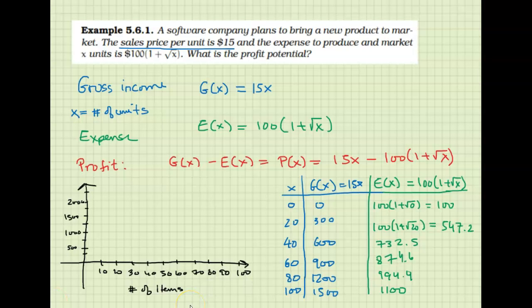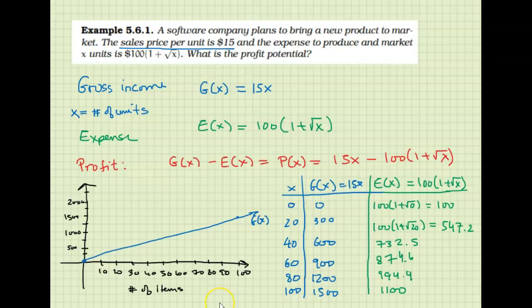So the blue, we have 0, 0. It's a straight line, 100 and 1,500. I don't have to plot many points because I know it's a straight line. Let's see, 40 and 600. Oh no, that's 60 and 900. I'm trying to graph good points here. There we go, something like this. So that's your gross income.